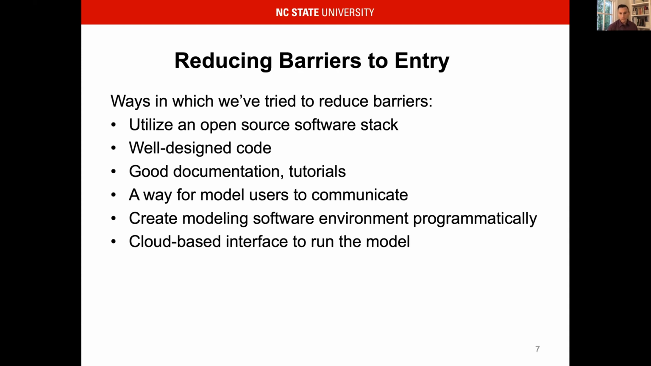And then finally, we have a cloud-based interface. So if you're not interested in installing the model on your local machine, you have the capability to basically run it on the cloud and get results that you can then pull back down to your local machine. So again, I think these are just some examples. These are things that we've tried, and I think these are all ways that we can take these existing models that we've developed that are open source and make it easier for new users to get involved in the process and do their own analysis.